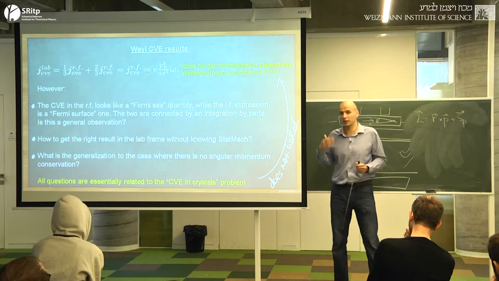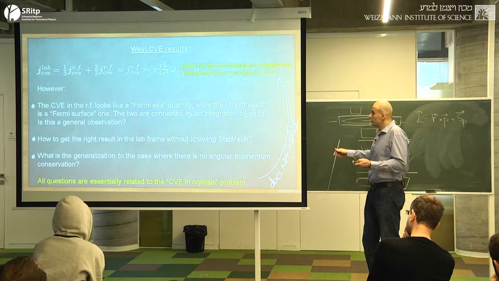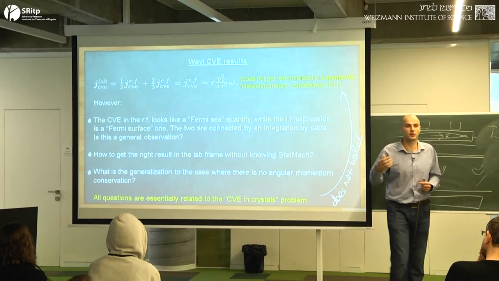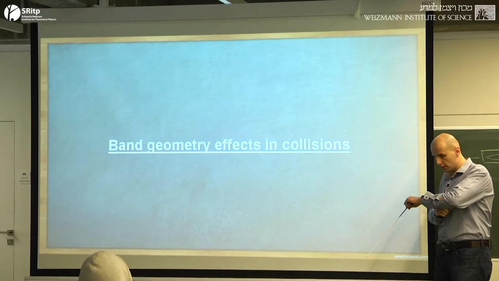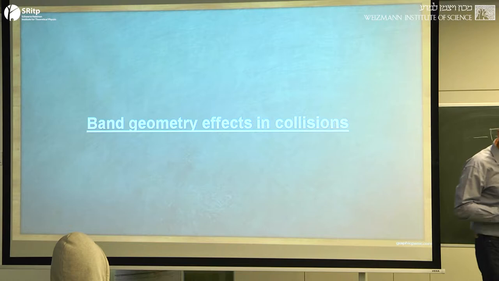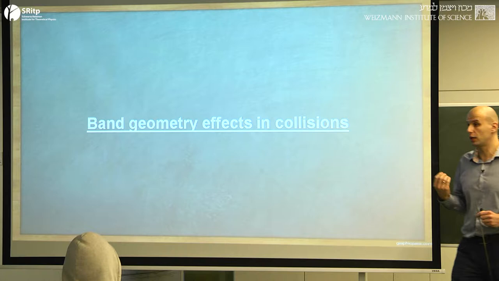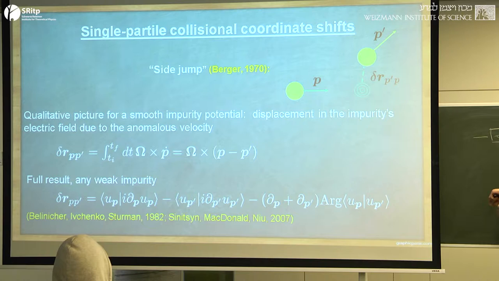So the question is how to answer all these questions, how to get essentially this chiral vertical effect in a crystal, not in this free space Weyl fermion, but in a crystal. And this has to do with band geometry effects in collisions. So what I have been selling you is that wave functions of electrons affect their transport properties, they affect velocities. It turns out that they also affect the way these electrons collide. So, you know, let me spend a few minutes talking about this.